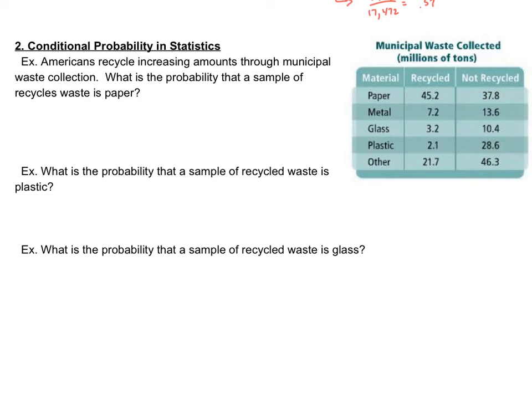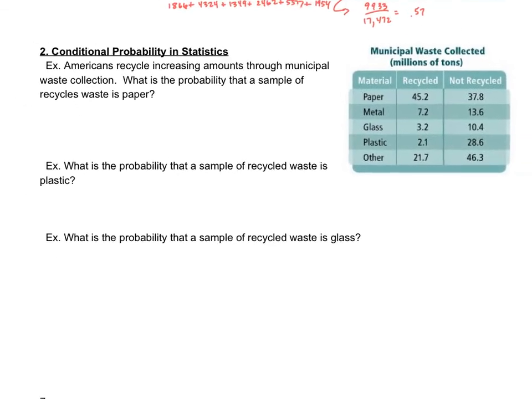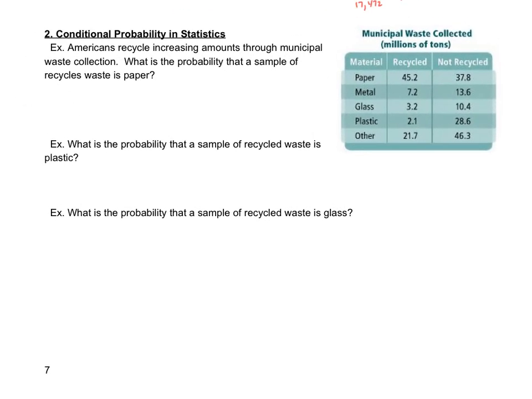Americans recycle increasing amounts through municipal waste collection. What is the probability that a sample of recycled waste is going to be paper? Wouldn't we have to, of course, figure out how much recycled waste we have, and then how much of it is paper. Given the amount of recycling, this would be recycling, and this would be my paper. So I'm hoping we would have 45.2 paper over the total amount of recycling.